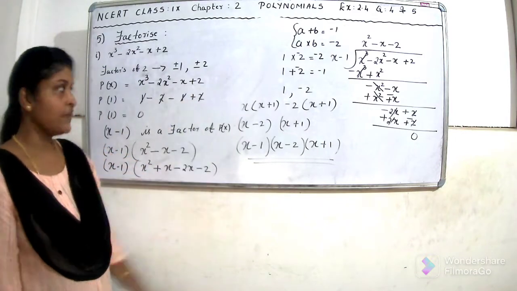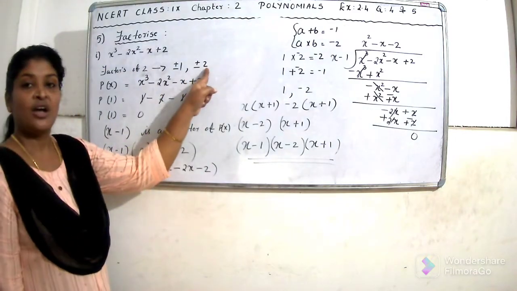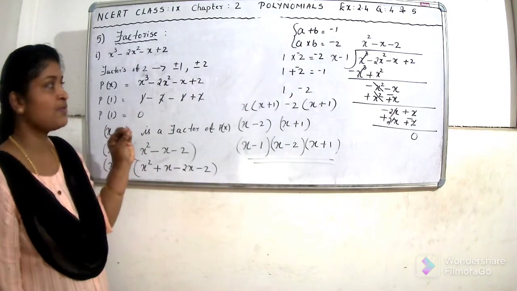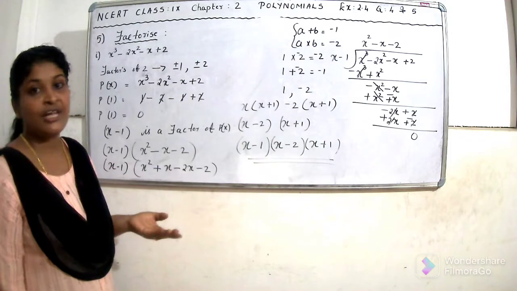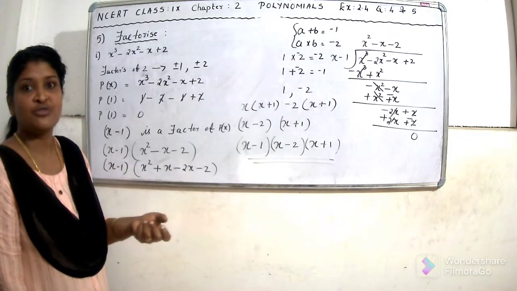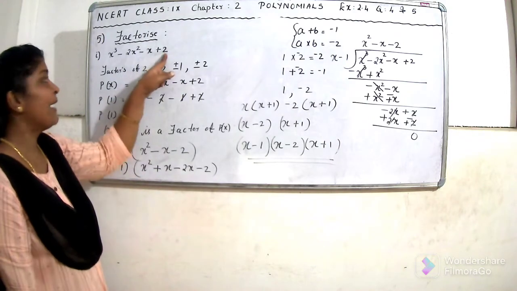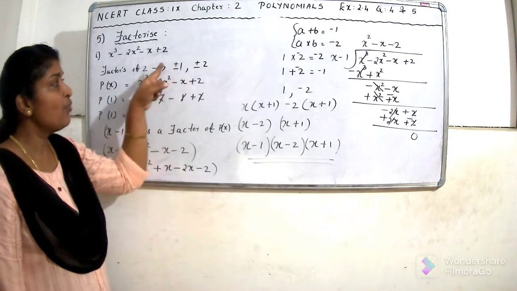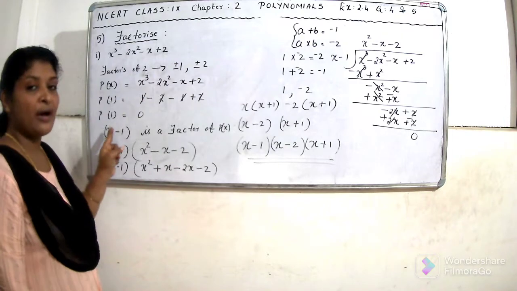There are three steps. First step, we have to find which is the zero of this polynomial. That means how we get those values, which values we have to substitute: we get them from the constant term. Which is the constant term, which factors we have to write. One by one, each value we have to substitute.